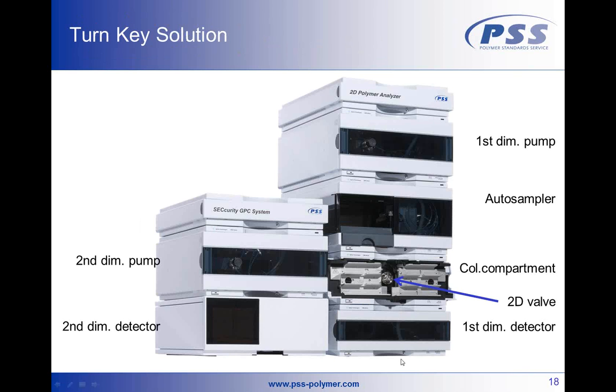You have here the first dimension setup, which consists of a pump. You have here the autosampler, where you introduce your sample. Then you would have a column, of course, and there you might have the second dimension loop, the transfer valve, and you have here the second dimension pump, and in the second dimension, of course, you need a detector.